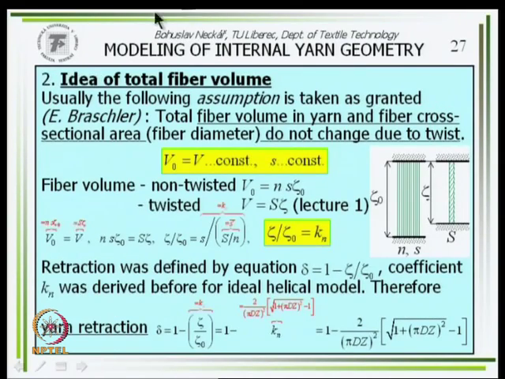We will start with version 2, the second variant of the model, the idea of total fiber volume, which was created by Brushler around 1935. He was a specialist on textiles at a university in Switzerland. Well, but how is this theoretical concept? I want to show you in the next lecture. So, for the moment, thank you for your attention.